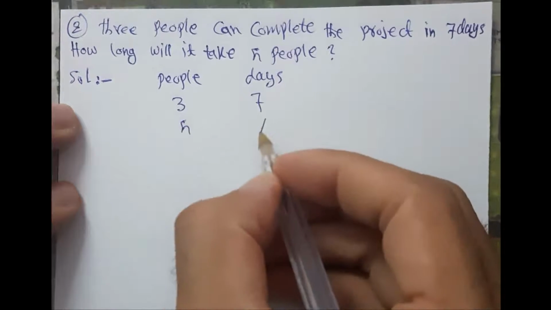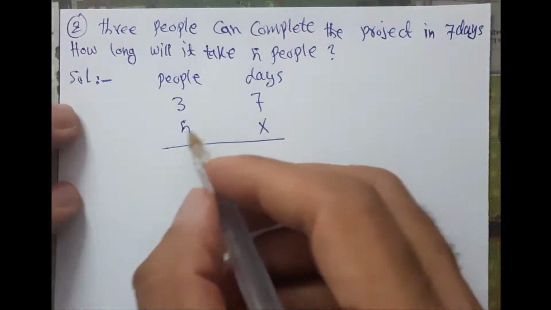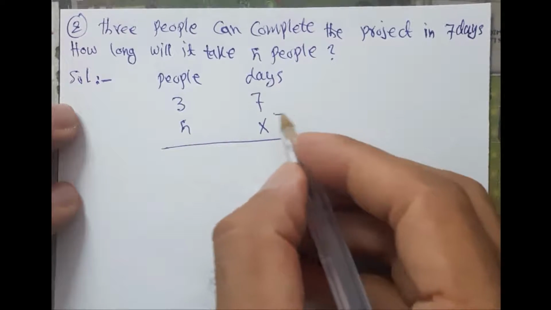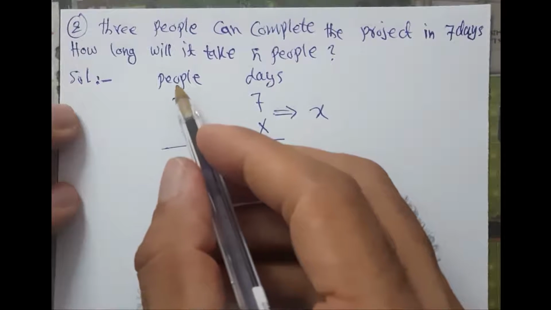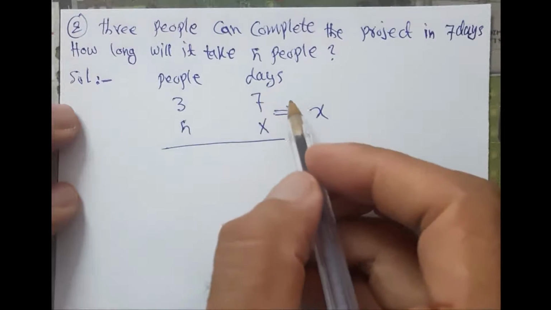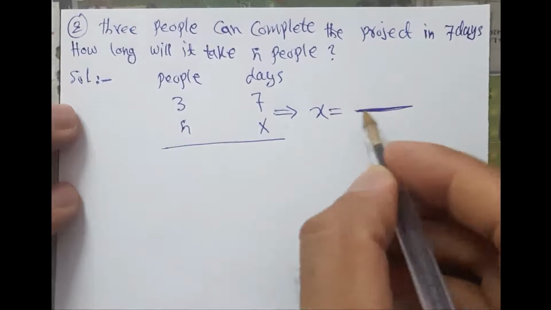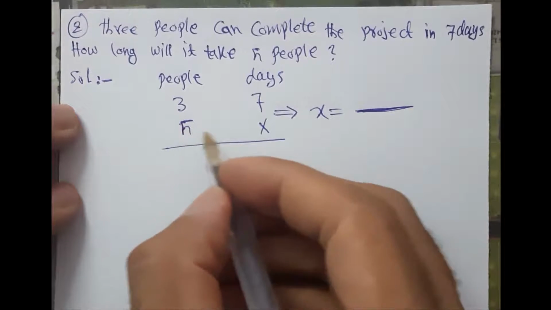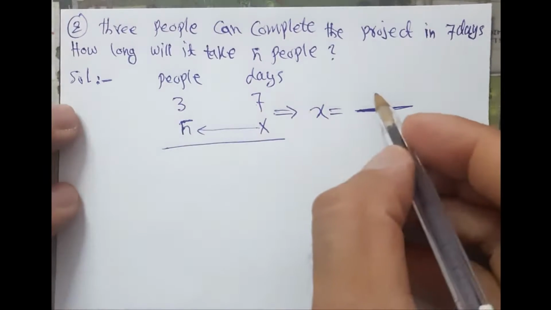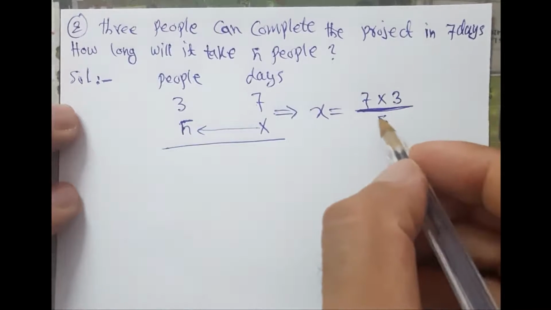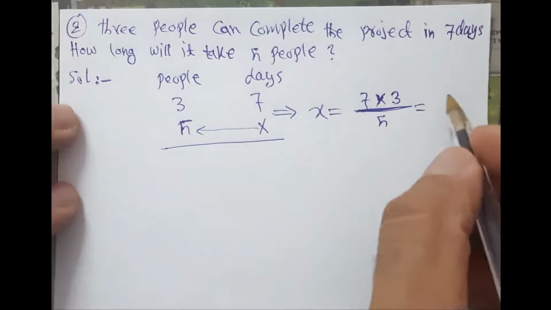5 pupils take how many days to complete that project? x is equal to, if pupils increase, then days decrease. It is indirect proportion. So x is equal to the number which is next to x, it comes to the denominator, and 7 multiplied by 3 is written on the numerator. It is equal to 3 multiplied by 7, 21.